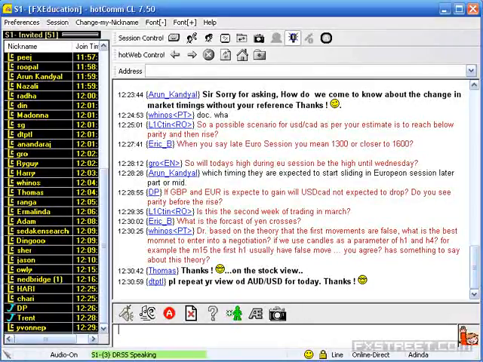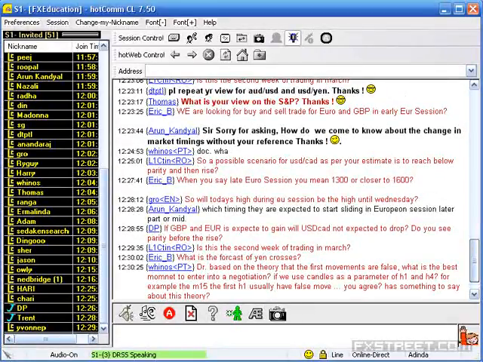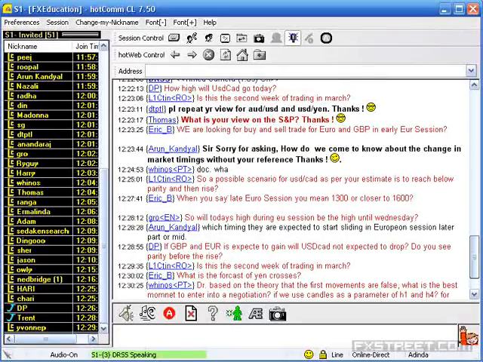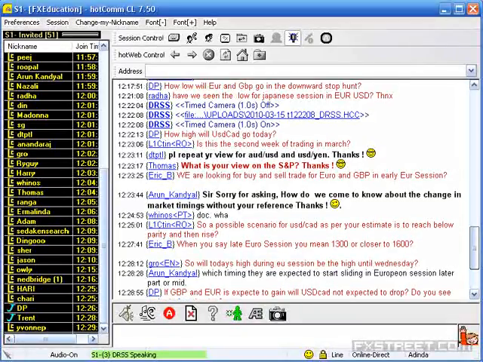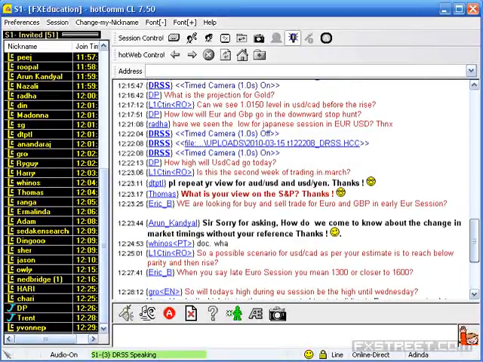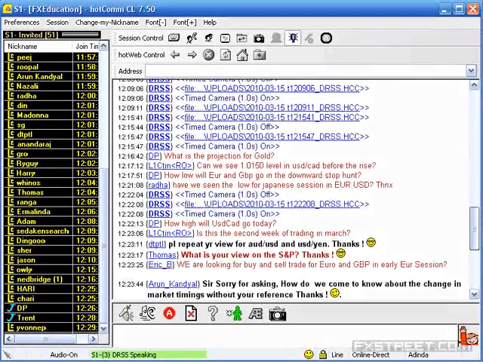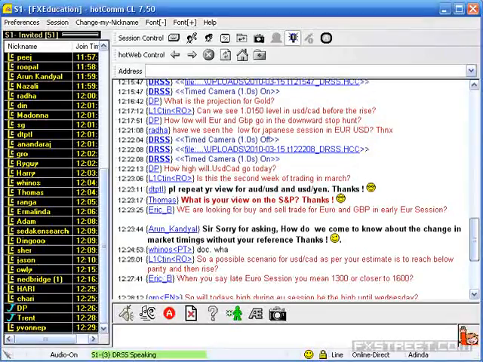Then Arun asks, how do we come to know about the change in the market timings without your reference? The daylight saving system is being followed throughout the world, and especially once it is incorporated in the US. Others who are trying to communicate with people in the US necessarily have to follow the same timing, and only then will they be available in the respective places. So that is very important.